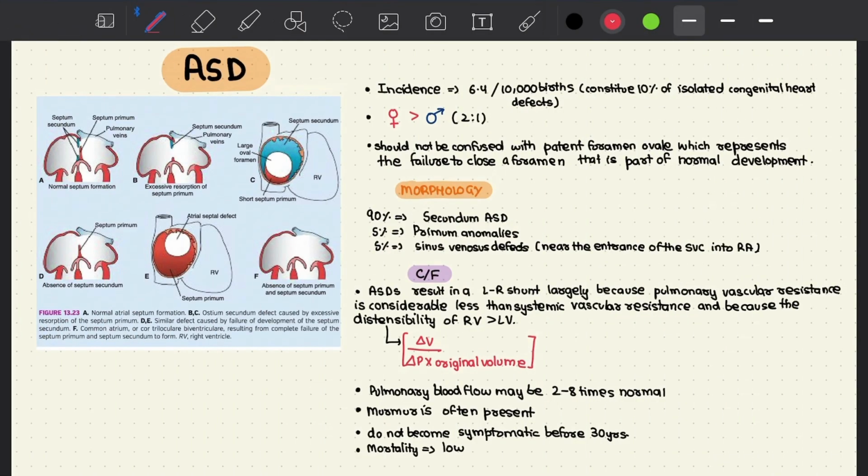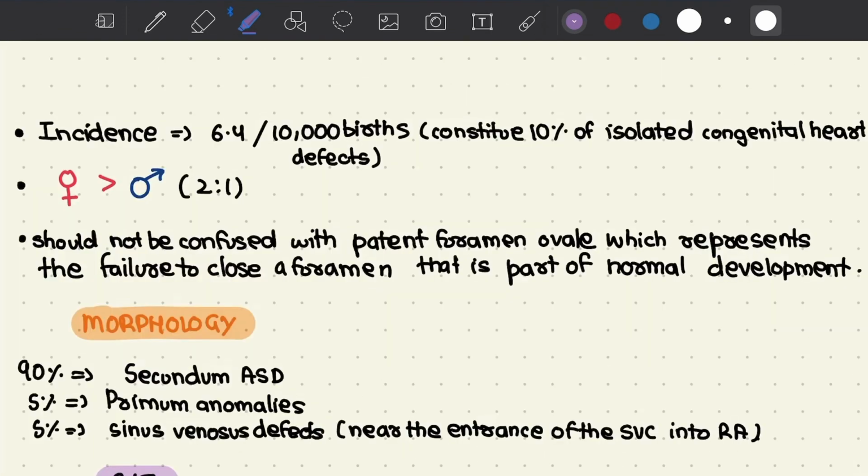We will be diverting our attention towards the left to right shunts that we discussed previously, in which we included atrial septal defects, ventricular septal defects, patent ductus arteriosus, and the patent foramen ovale. Atrial septal defects or ASDs are abnormal fixed openings in the atrial septum caused by incomplete tissue formation that allows communication of blood between the left and the right atria. ASDs are usually asymptomatic until adulthood.